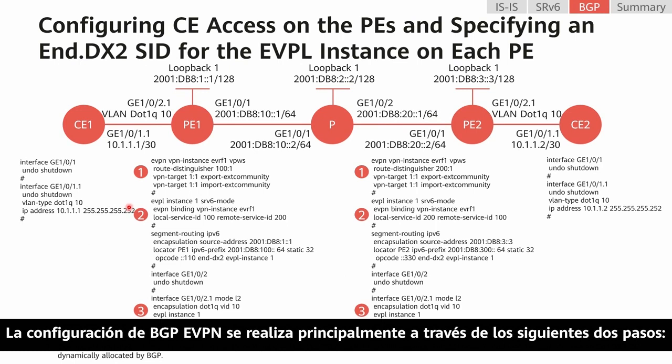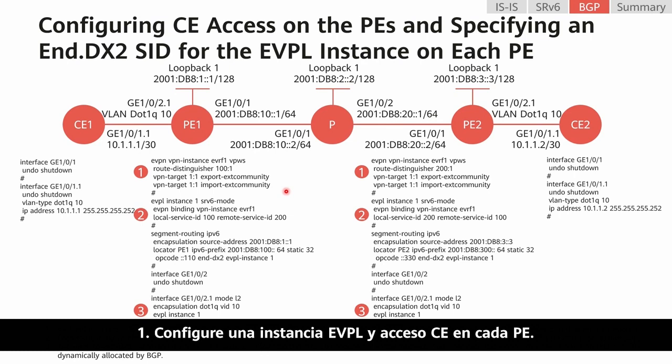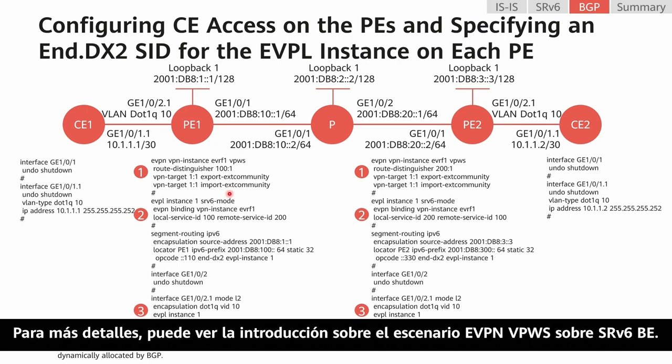BGP EVPN configuration is mainly performed through the following 2 steps. First, configure an EVPL instance and CE access on each PE. Second, establish a BGP EVPN peer relationship between the PEs to transmit VPWS information. These configurations are similar to those in the SRv6 BE scenario. For details, you can see the introduction about the EVPN VPWS over SRv6 BE scenario.